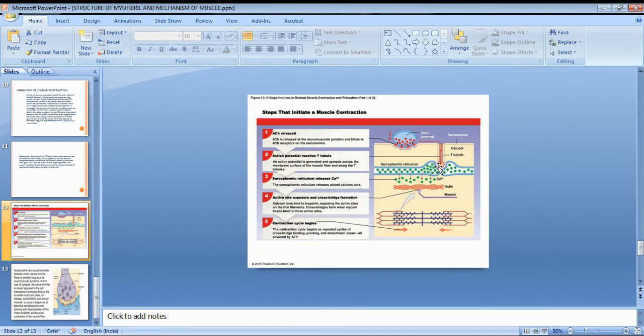Okay, the neuromuscular junction is the junction between a motor neuron and the sarcolemma. Acetylcholine is released when a neural signal reaches the junction and an action potential is generated in the sarcolemma. Acetylcholine is released at the neuromuscular junction and binds to acetylcholine receptors in the sarcolemma.